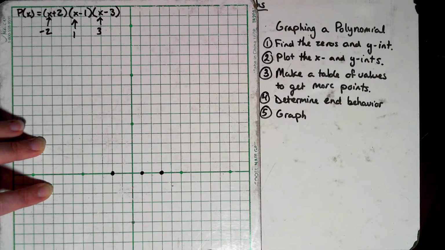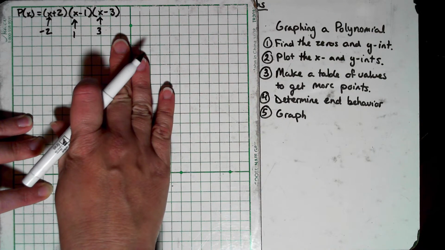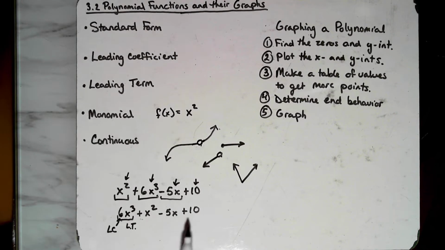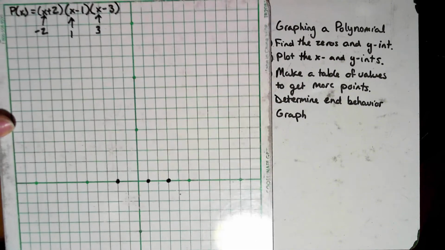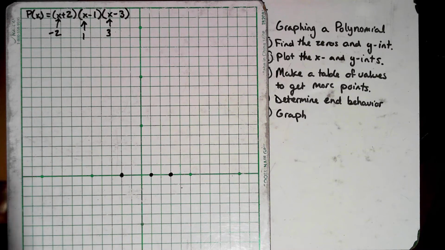Next, I need the y-intercept. Now, if this had been all multiplied together, it would be the constant term that's on there. For example, on this function that we had looked at earlier, the y-intercept would have been 10, that constant term. But notice my new function is not multiplied out. So there's a fun thing that we can do to help us out with this.